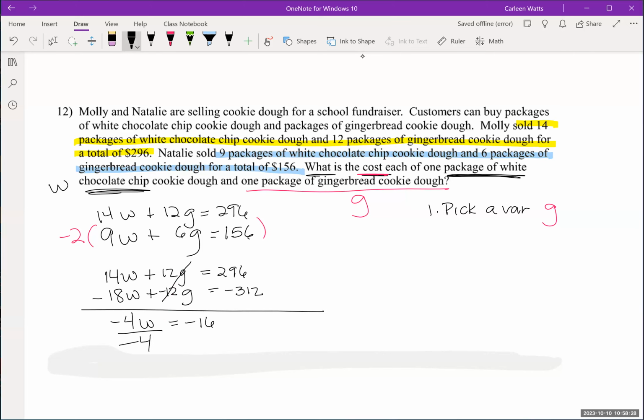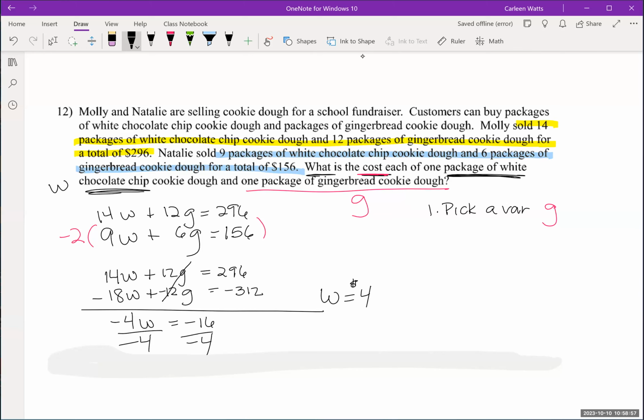Divide by negative 4. W is equal to 4. Okay, so white cookie dough is $4 a package. Now, these might come a little bit off because this problem generator, sometimes they come off a little off. But anyway, $4 a package, that's reasonable.